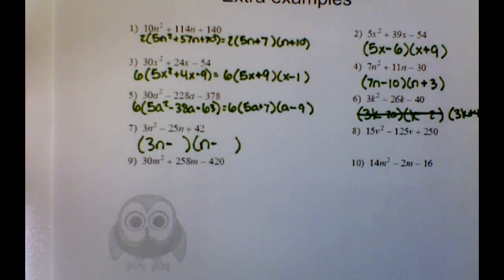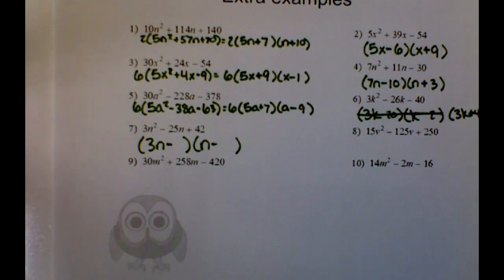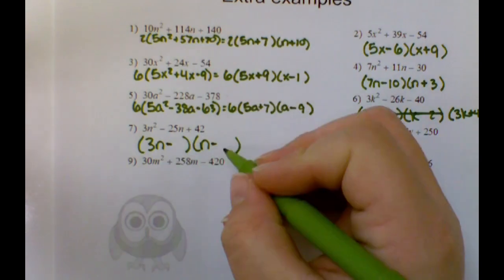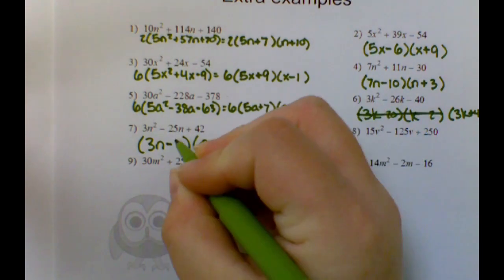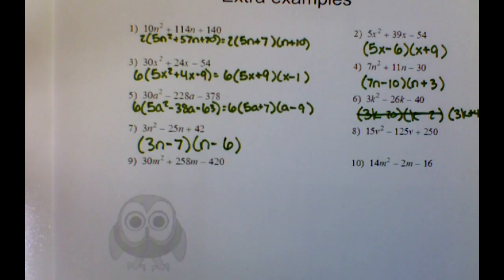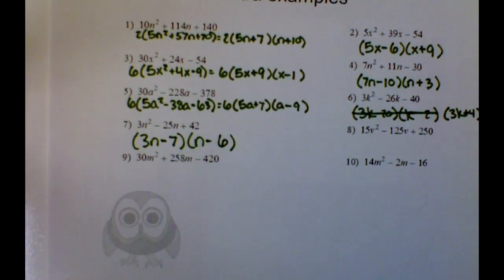All right, numbers that multiply to 42. 1 and 42. I don't think that'll work. 2 and 21. Not going to work. 3 and 14. Also don't think that'll work. 6 and 7. 6 and 7 must be it. Well, 3 times 6 is 18. 18 plus 7 makes 25. So there's my answer.